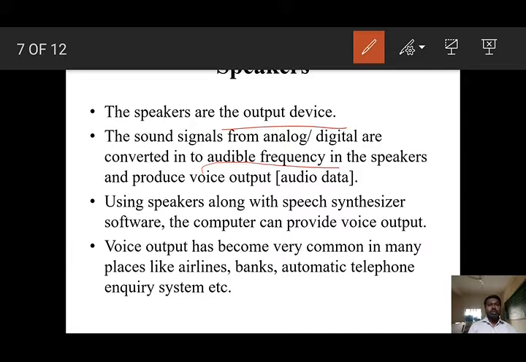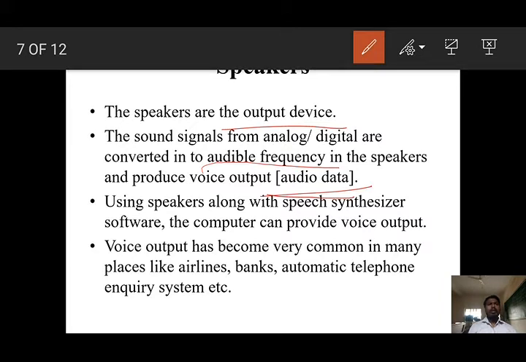So this sound signal, whether it comes in analog form or digital form, will be converted into audible frequency in the speaker to produce voice output. The voice output is called audio data. Right. My dear students, using speakers along with special software called speech synthesizer software, the computer can produce voice output.